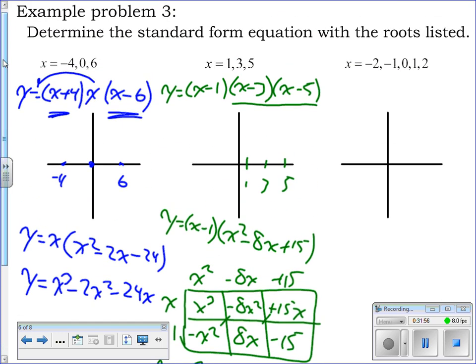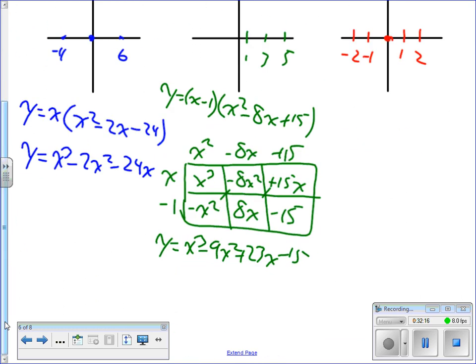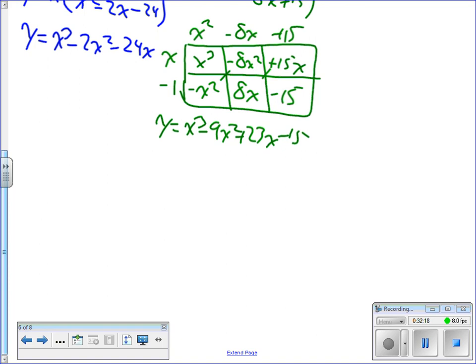Okay, now this next one, I strongly suggest that you guys use the margins. I'm not going to be able to use the margins because there isn't enough room in the margins for me. My zeros are at negative 2, negative 1, 0, 1, and 2. Which means my factors are, and I'm going to do it down here, extend the page, because this is where I'm going to have room.